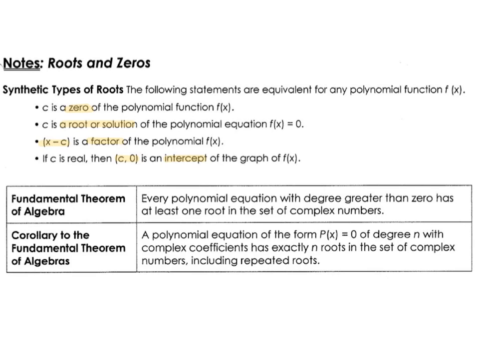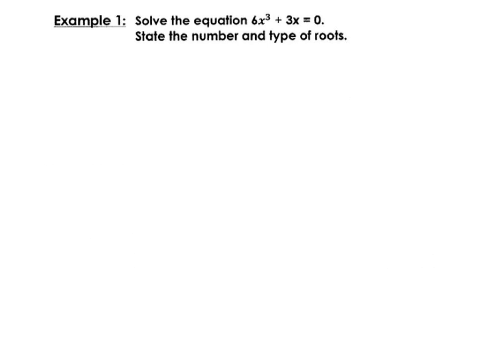Alright, so now let's see a couple examples of what this actually means. Right now it's just a bunch of words, so let's see what this actually means. Here's an example where we want to solve the equation 6x to the third plus 3x equals 0, and we want to state the number and type of roots. Based off of the fundamental theorem of algebra, because it's an x to the third power, it has to have 3 roots. We don't know if they're real or imaginary, but there has to be 3 roots total.